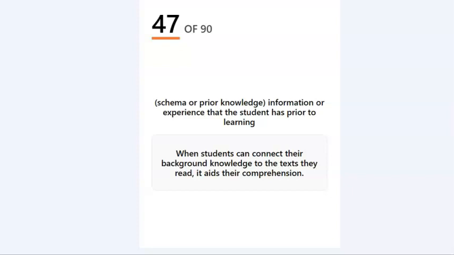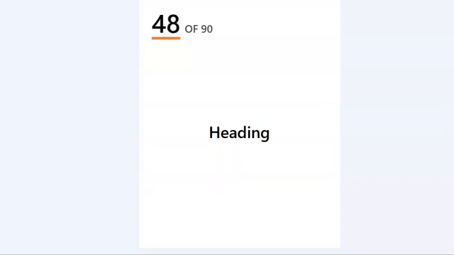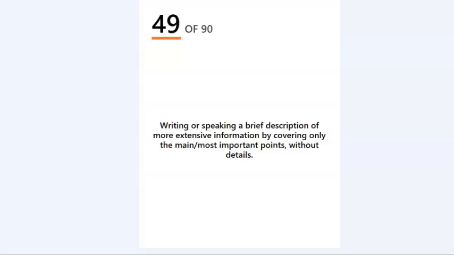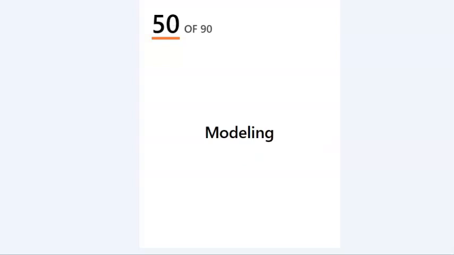When students can connect their background knowledge to the text they read, it aids their comprehension. Heading, a title of a section. Summarizing, writing or speaking a brief description of more intensive information by covering only the main or most important points without details.